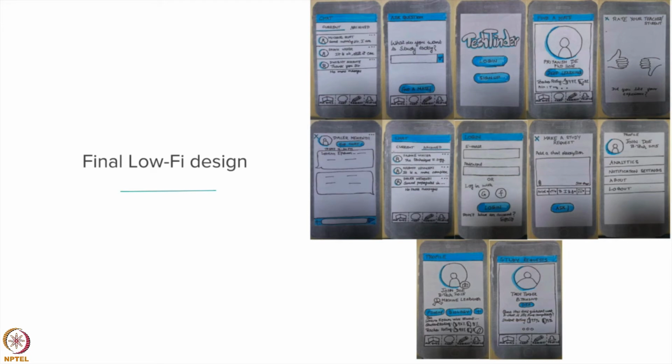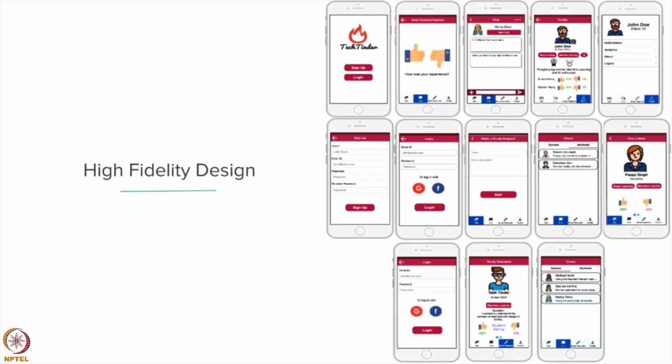Now moving on to the high fidelity iteration. After 3 iterations of our paper prototyping, we moved on to create high fidelity prototypes. To do so, we used proto.io. After making minute changes on our final low fidelity screens, we replicated those screens on proto.io. We also created a first draft of our logo. Once we had created all the screens, we added interactions between them.